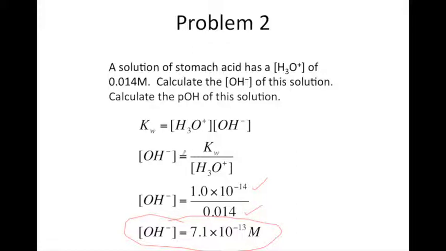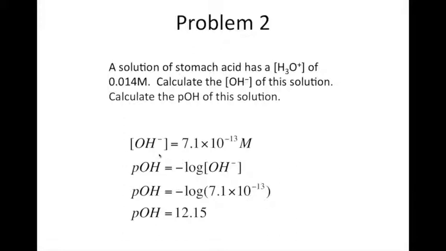Now we're also asked to convert our concentration of hydroxide into a pOH. So let's take a look at that. Our hydroxide ion concentration, we calculated that. The pOH is equal to the negative log of the hydroxide ion concentration in that solution. So we take the negative log of 7.1 times 10 to the minus 13, and we get a pOH of 12.15.